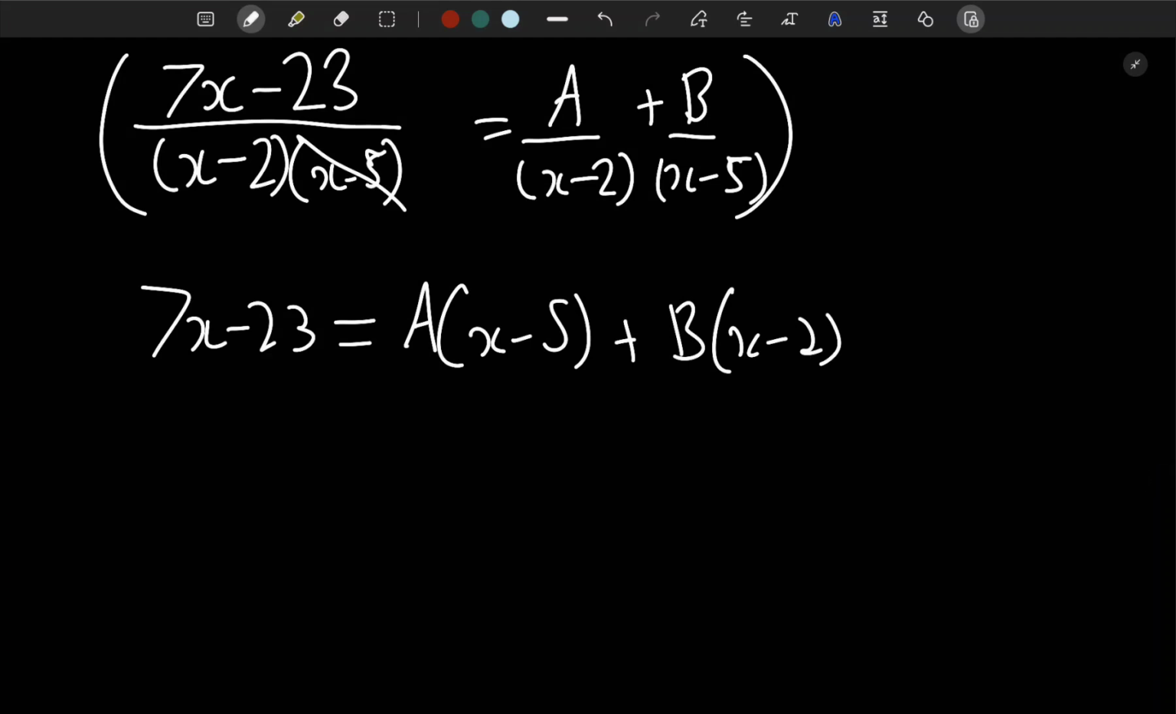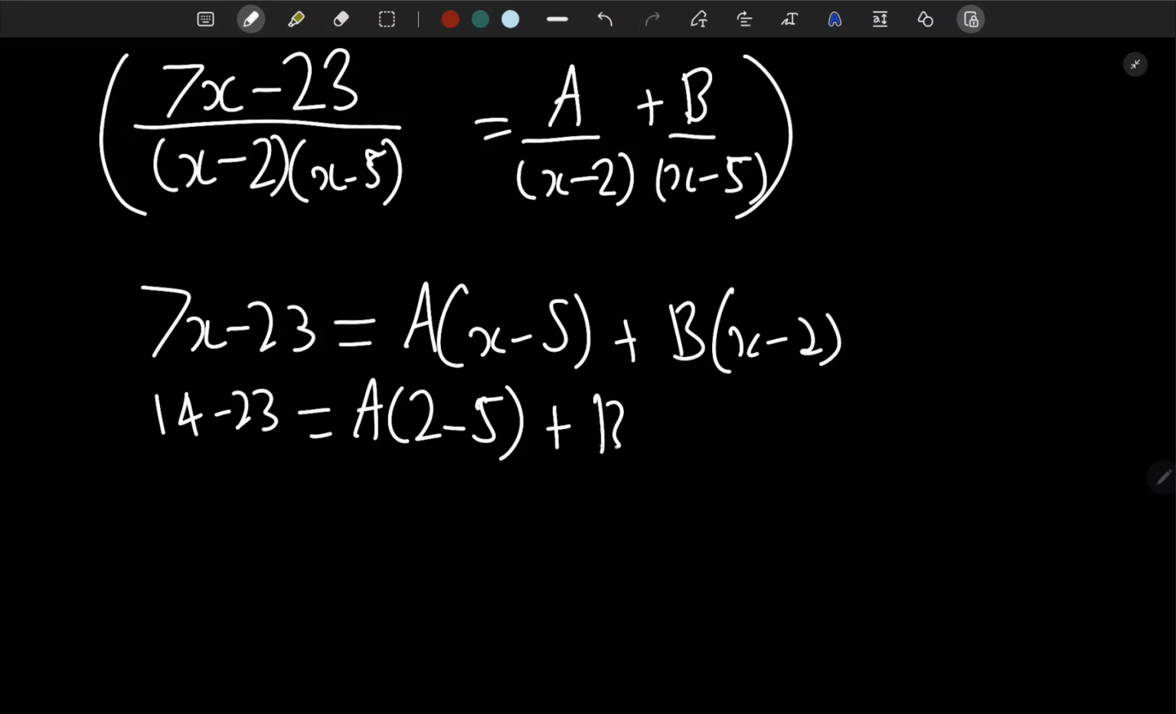Now comes the roots of a and b. Let's substitute 5 for x here to find out, or maybe 2 first, so we find a first. Once we substitute 2, we will get 14 minus 23 is equal to a into 2 minus 5 plus b into 0, and this part just cancels out. So we will get minus 9 is equal to a into minus 3, and a here is equal to 3, since negative 9 divided by negative 3 is just 3.